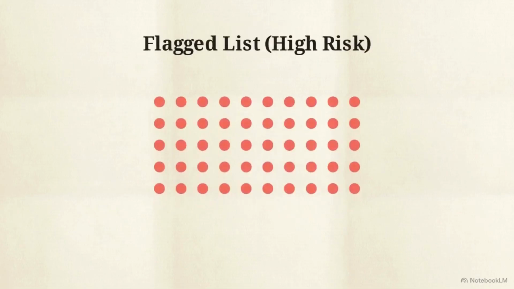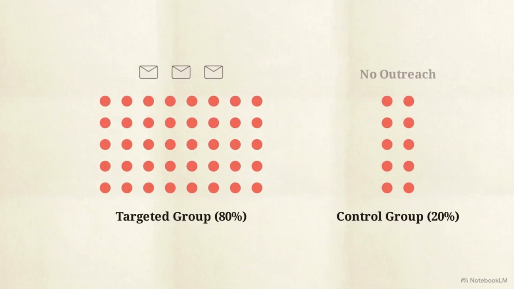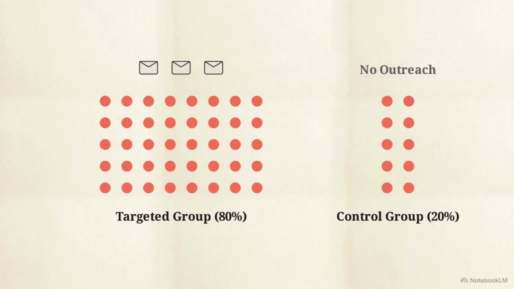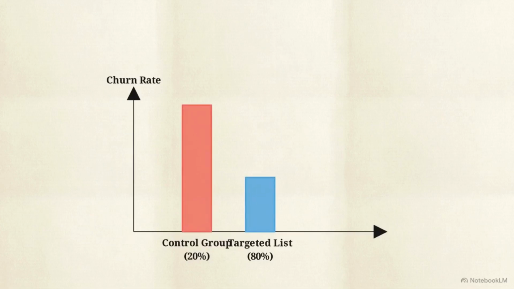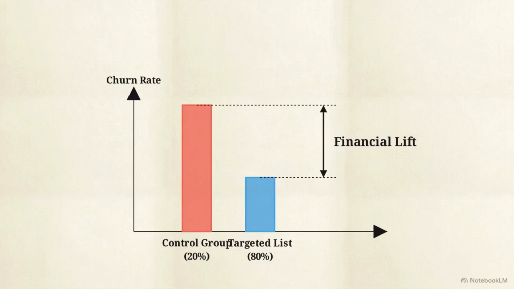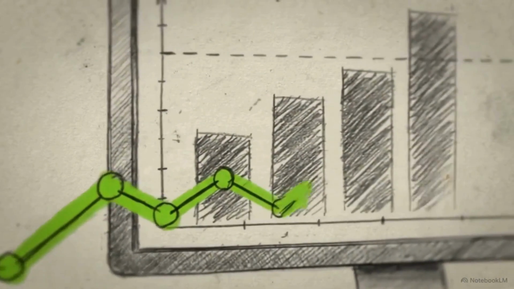But you still have to prove it works in the real world. To do that, you must establish a holdout control group of about 20% of your flag list that receives absolutely no outreach. Next month, compare the actual churn rate of your targeted list against that control group. The gap between those two numbers is the exact financial lift generated by your campaign. Predictive analytics succeeds when it demonstrably protects the bottom line.